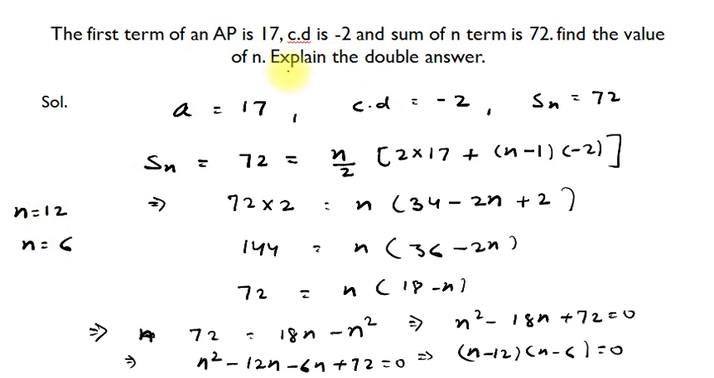Now here we have to explain the double answer. When we make a series, the sum of the first 6 terms, that is Sn, is equal to 72. Now if we move further, due to the common difference being negative, in the series form we get the sum of the first 12 terms is also equal to the sum of the first 6 terms. So both answers are correct, and you have to make the series using the given information and add up to 6 terms and up to 12 terms and see what happens. So this is your homework.